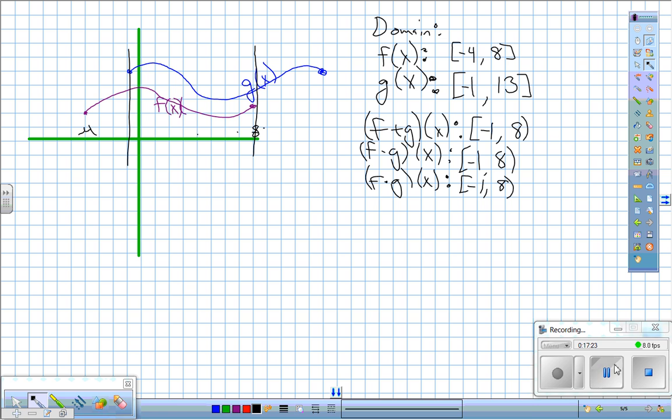And f over g will be the same thing, excluding wherever g is equal to 0. Oops, I should be using closed brackets everywhere. Sorry about that. Okay. When does g of x cross the x-axis? When does that equal 0? Since it doesn't, I don't have to exclude any numbers.